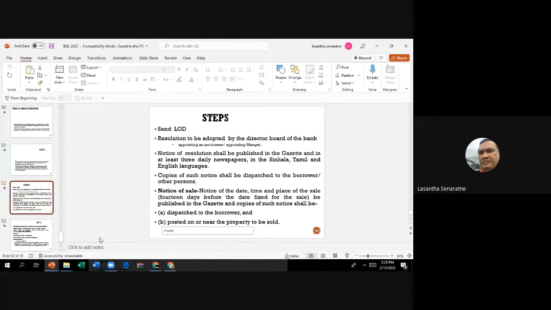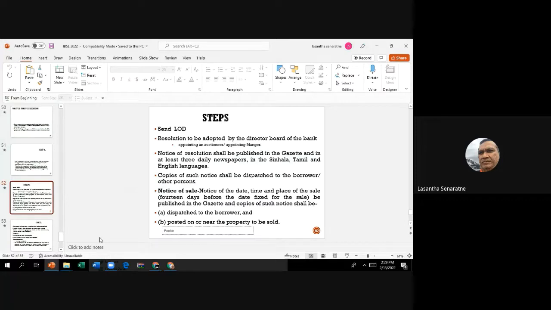So these are the steps. Letter of demand is served. Resolution to be adopted by the director board of the bank. So all the facility, amount, property details, schedule, everything has to be tabled at the board level. Notice of resolution shall be published in the Gazette and in at least 3 daily newspapers in Sinhala, Tamil, and English.